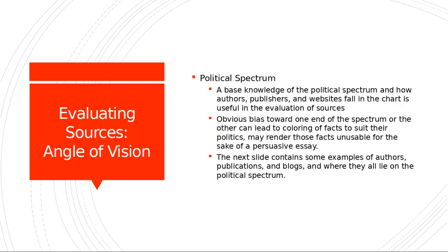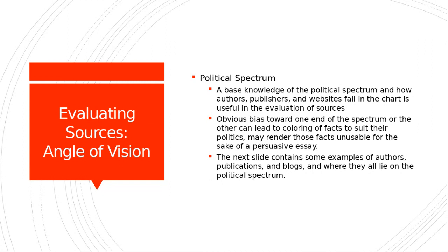This gets into the political spectrum and how useful this is for evaluating angle of vision. Base knowledge is going to be useful in the evaluation of sources, knowing where stuff lands as far as left wing or right wing. Obvious bias toward one end of the spectrum or the other can lead to coloring of facts to suit their politics. It may render those facts unusable for the sake of a persuasive essay because it will be untrustworthy.